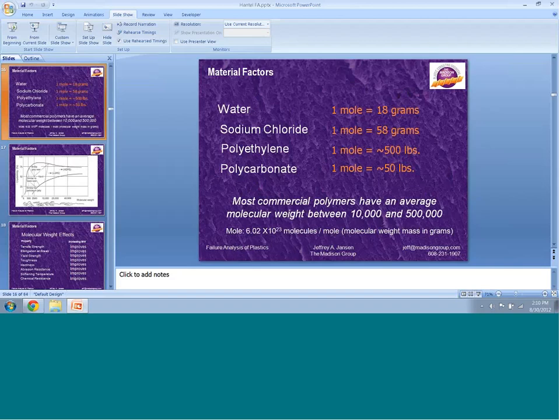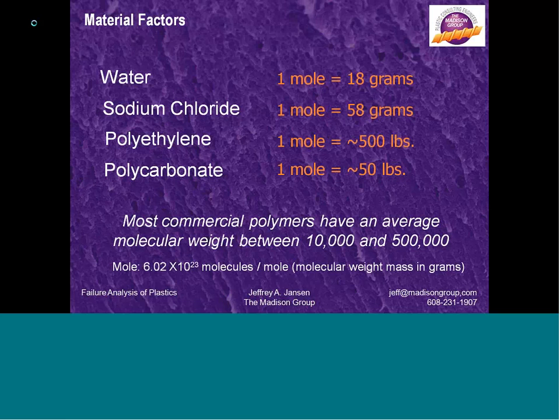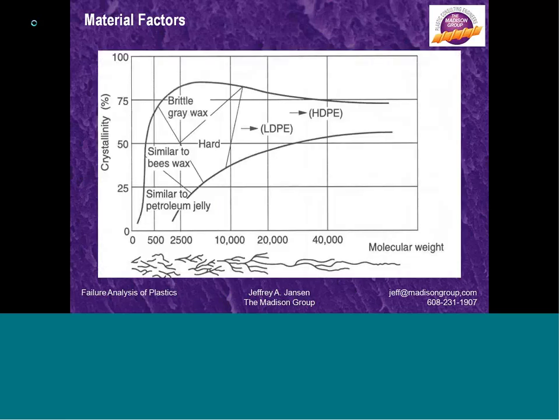The point I guess I'm trying to make here is that these molecules are very, very large relative to normal molecules like water and sodium chloride. These molecules are very, very large, and that's what gives polymeric materials their rather unique set of properties, the size of their molecules. Most commercial polymers have average molecular weights between 10,000 and 500,000. Ultra-high molecular weight can go to 4 to 6 million. So again, extremely large, and that's what makes them unique.